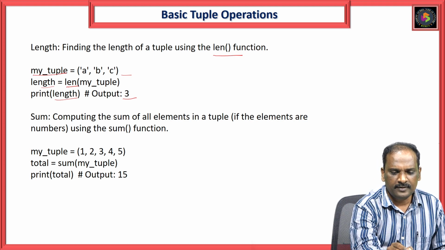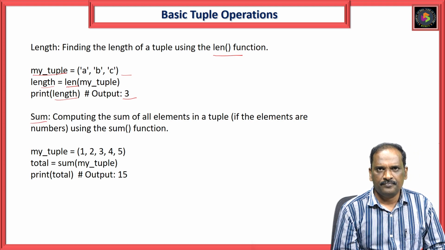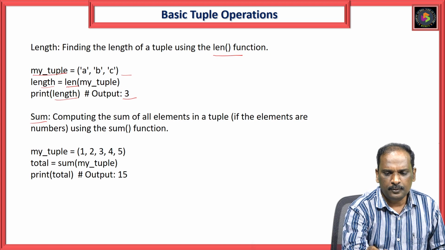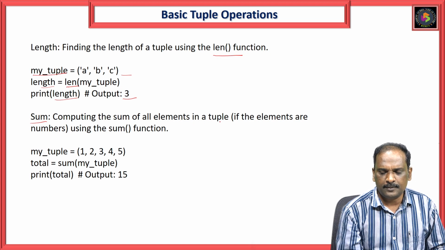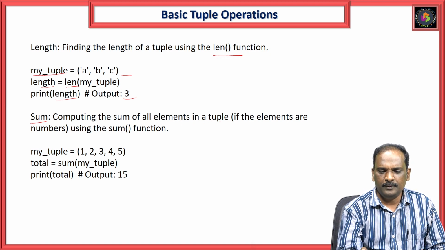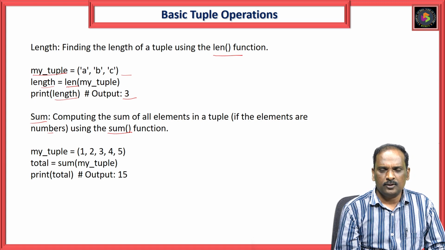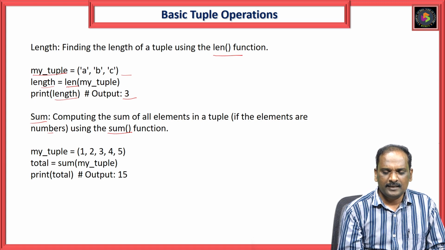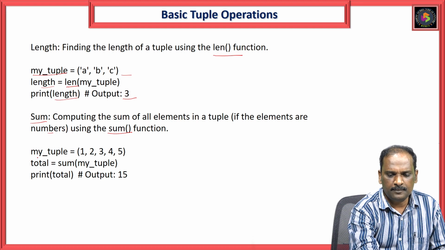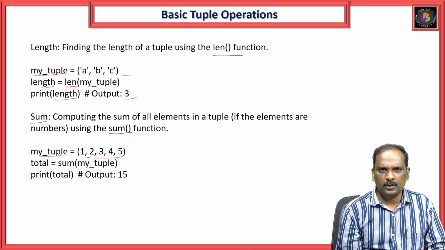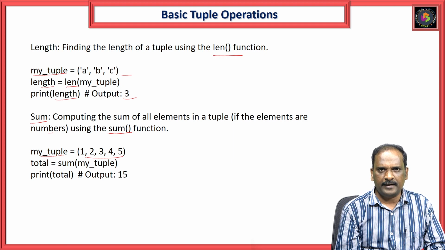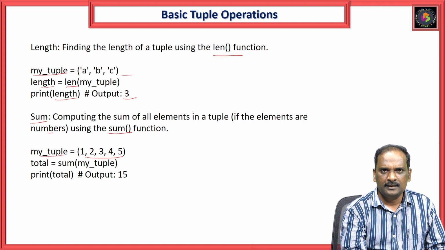The second function we are going to see is sum, computing the sum of all the elements in the tuple. If the elements are numbers, we use the function sum to get the sum of the values of the tuple. Here in this example, my tuple is containing the values 1, 2, 3, 4, 5, which are enclosed inside the parentheses. This forms a tuple.